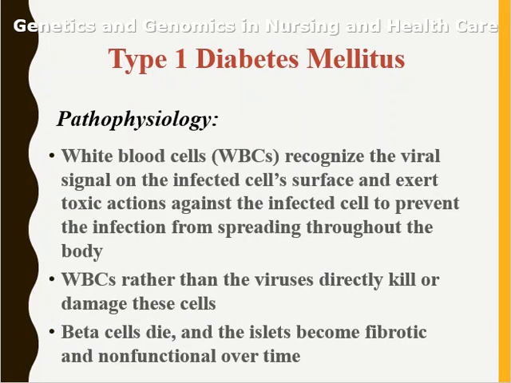The white blood cells recognize that viral signal on the infected cell's surface and exert that toxic reaction against the infected cell to prevent the infection from spreading throughout the body. And white blood cells, rather than the viruses, directly kill or damage these cells. And so, again, the immune system does not recognize self as self and sees it as an antigen, and it damages and destroys the beta cells, and the islets become fibrotic and non-functional over time.